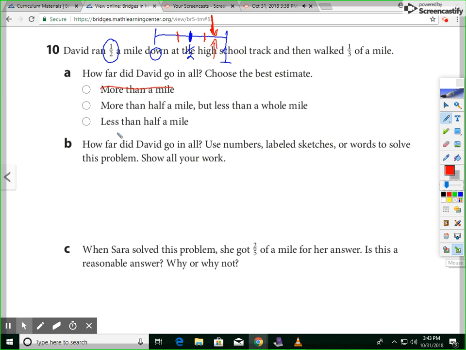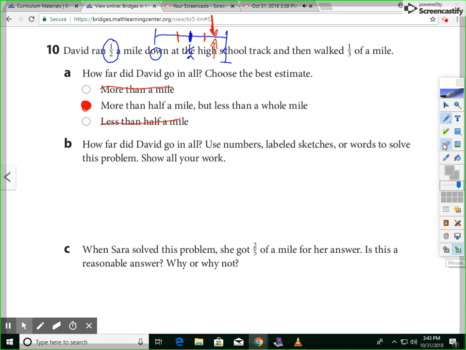I like this answer, but let's see if this is less than a half mile. Well, if he already ran a half mile and then walked some more, it can't be this one. So we're going to use process of elimination. We like this answer right here. How far did David go in all? Use numbers, labeled sketches, show all your work, blah, blah, blah.